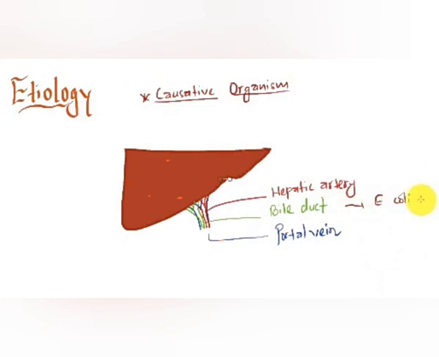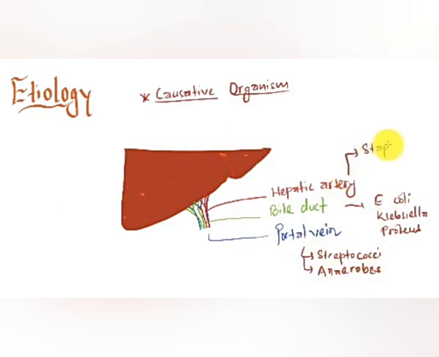For causative organisms, we have different types of organisms for different routes of infection. For the bile duct, we have E. coli and other gram-negative organisms like Klebsiella and Proteus. For the portal vein, we have streptococci and anaerobes. For the hepatic artery, we have Staphylococcus aureus.